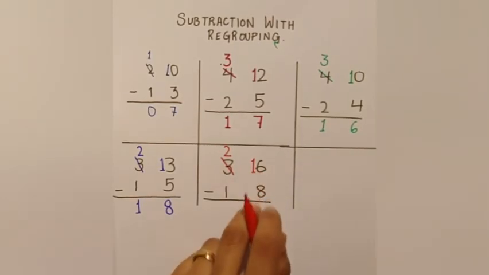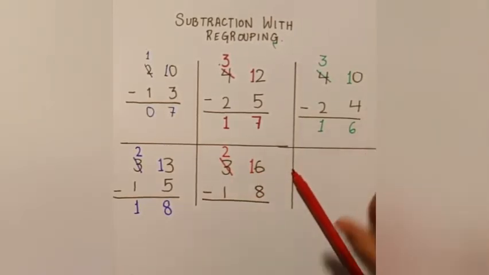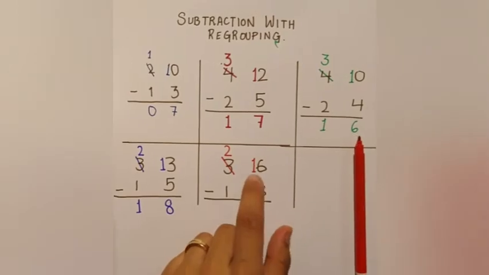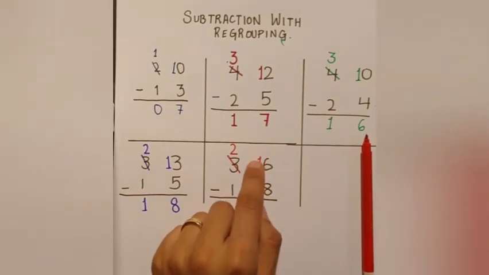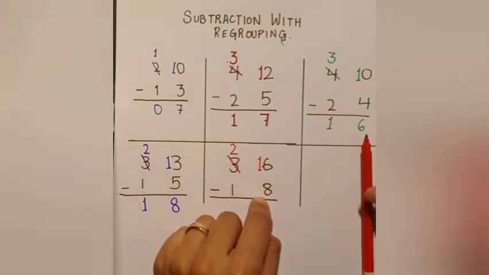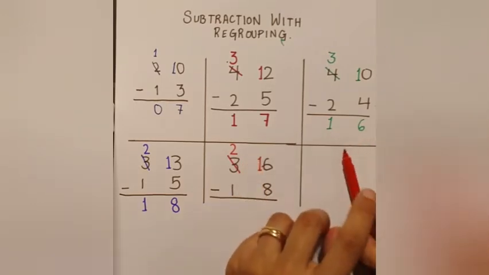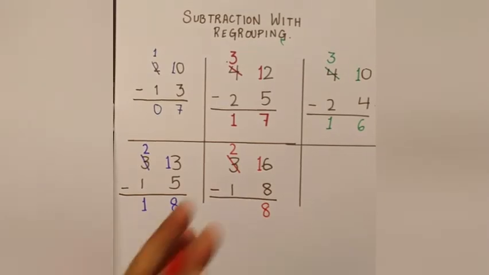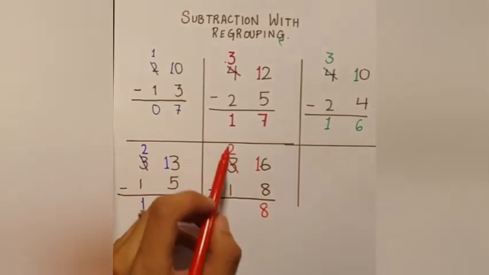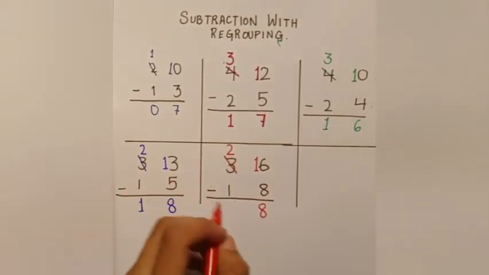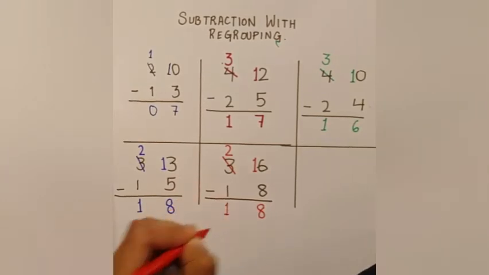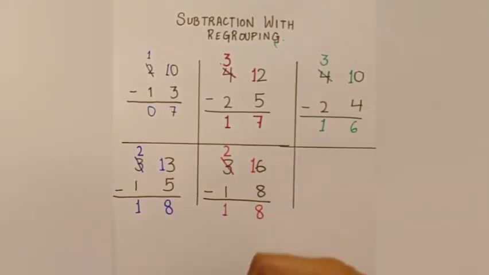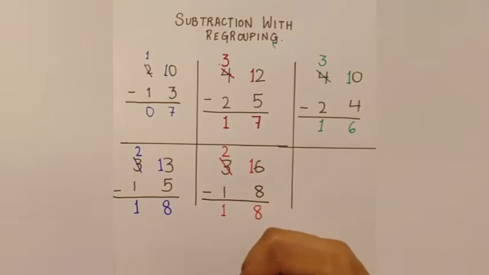Now, 16 minus 8. If you remember from the doubles, the double of 8 is 16. So 16 minus 8 is equal to 8. Of course, if you don't remember, that's fine. You can still count it on your hands. And then 2 minus 1 is 1. So the answer here is also 18.